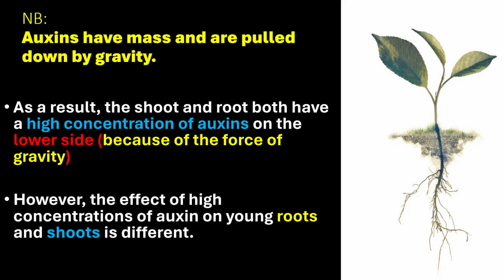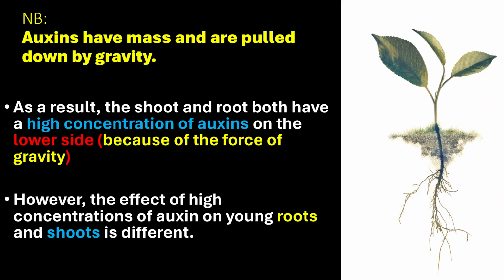However, the effect of high concentration of auxins on young roots and shoots is different. So over here in the stem, high amount of auxins affects it differently from the root. In other words, to put it right, this is the lower part of the stem, this is the upper part. There are more auxins in the lower part. This is the lower part of the root. There are more auxins here. But then their impact on the plants, they differ.